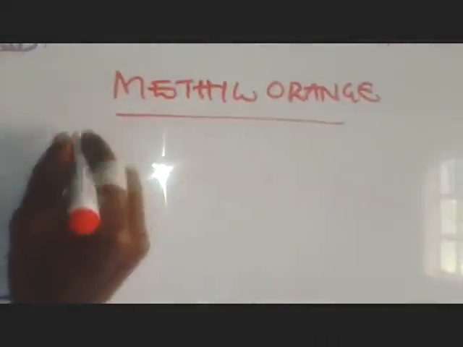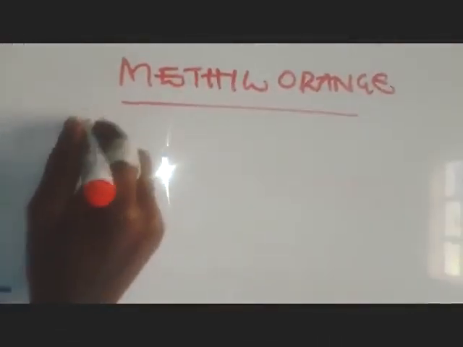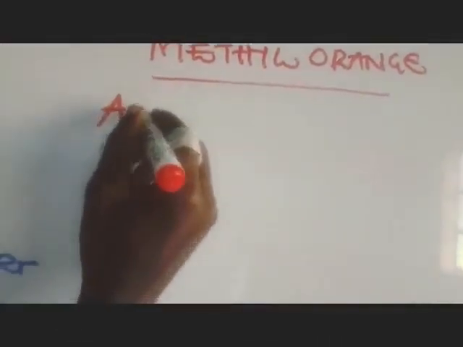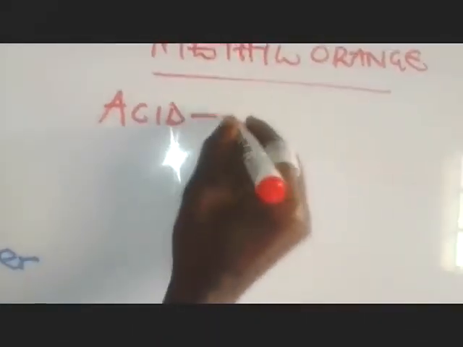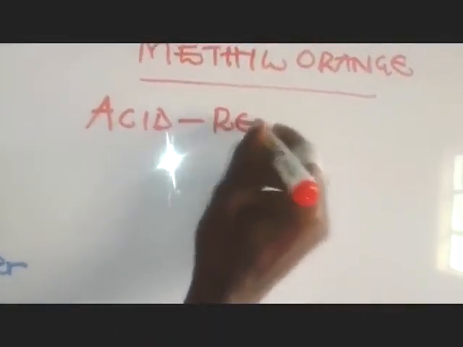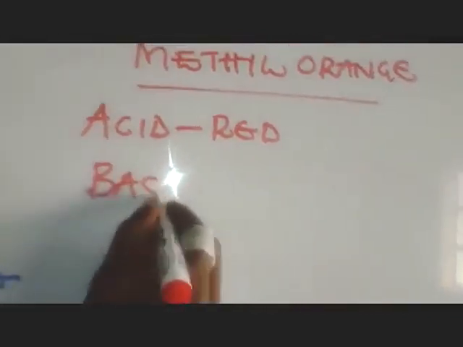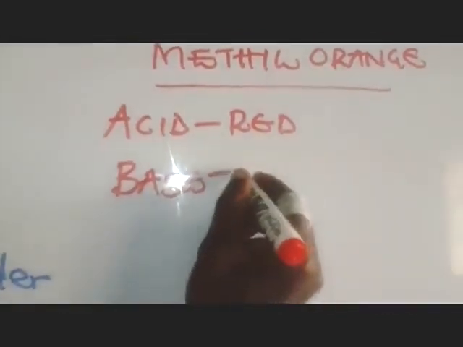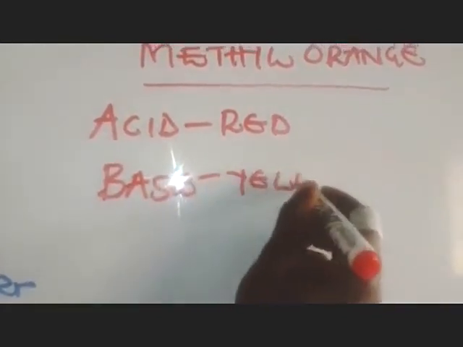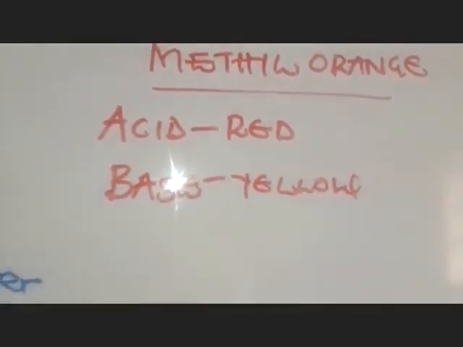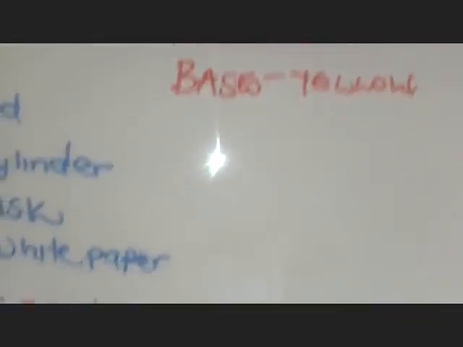So this indicator is naturally orange, but when you put it in an acid, we are going to discover that the indicator is turning red. Our indicator is going to turn red. But again, when we put in a base, this indicator is going to turn yellow. Let us try it practically and see whether what we are saying is true. I'm going to use my base.